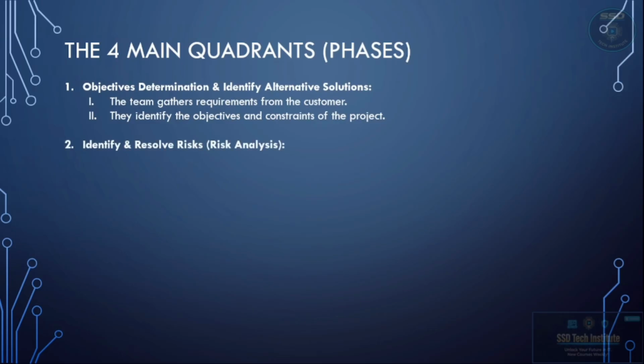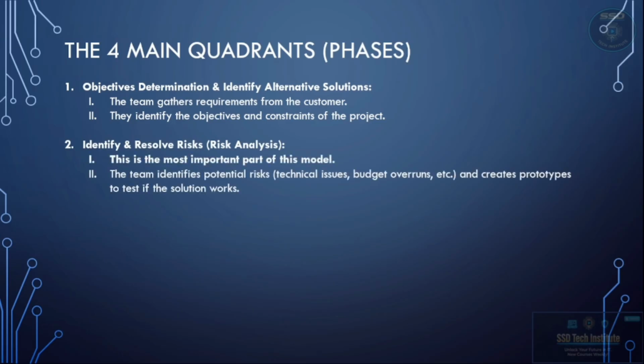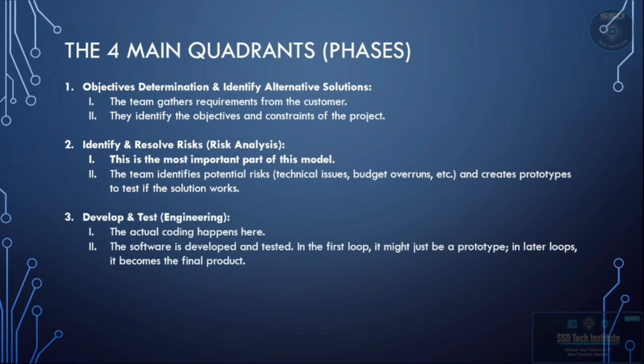The second is risk analysis. This is the most important part of the entire model. The team identifies potential problems like going over budget or technical issues, and creates prototypes to test if the solutions actually work or not. The third step is the engineering phase, where the actual coding and testing happens. In the first loop, we might build a prototype, but in later loops, it grows into a final product.